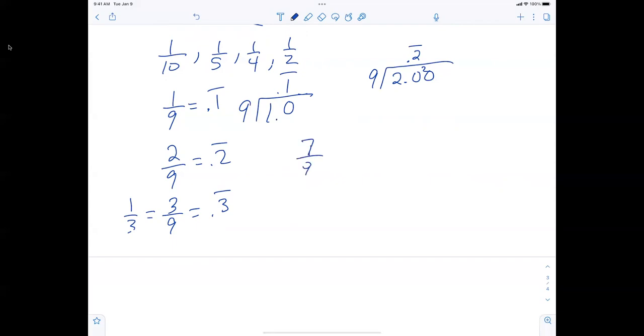7/9. Somebody tell me just what 7/9 is, because you've been paying attention. Yeah, 0.7 repeating. So now you've learned a whole bunch. All right, now I'm going to show you something really cool. So everybody look up. This is how you get smarter right now.